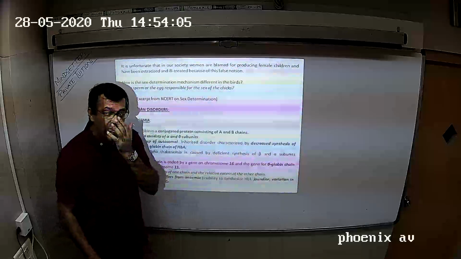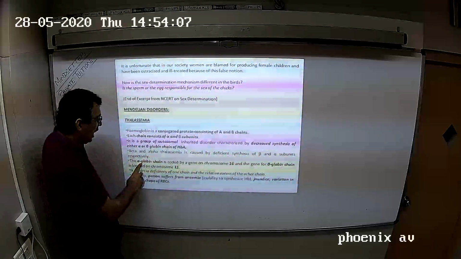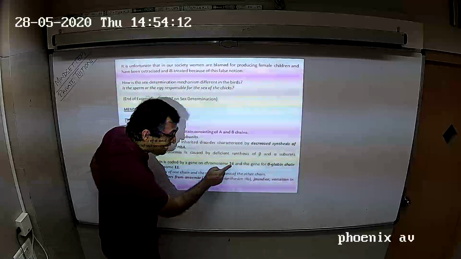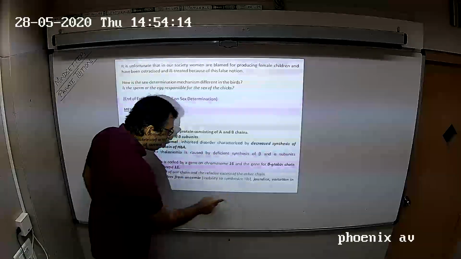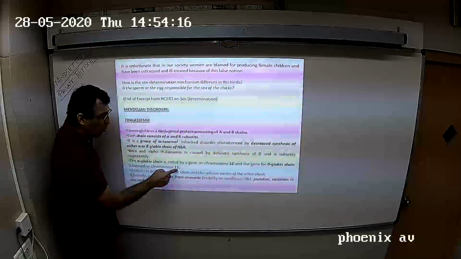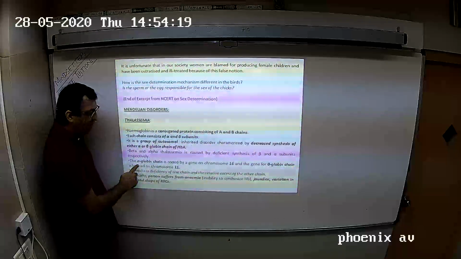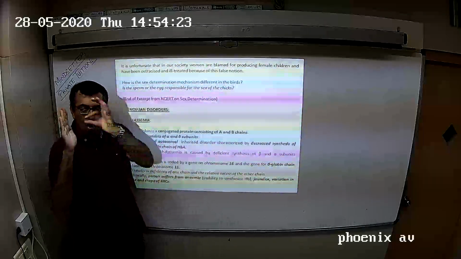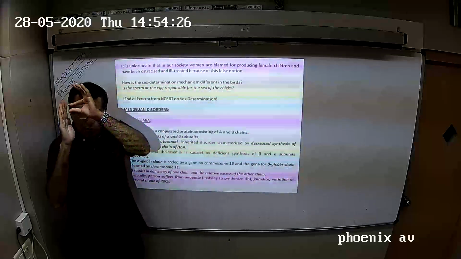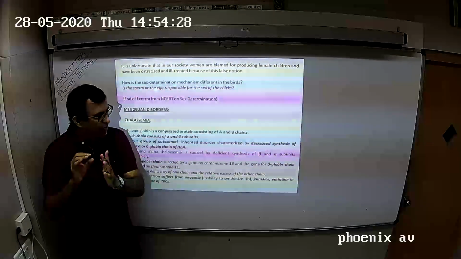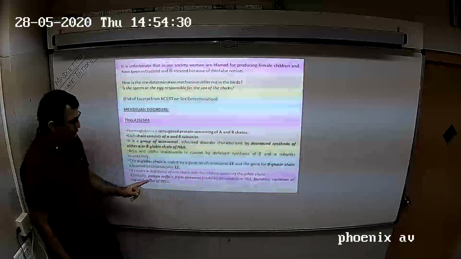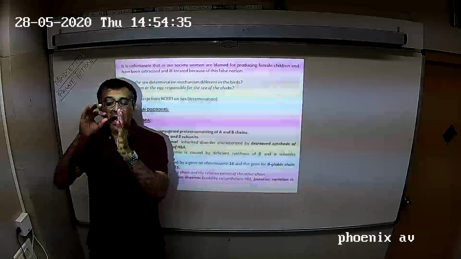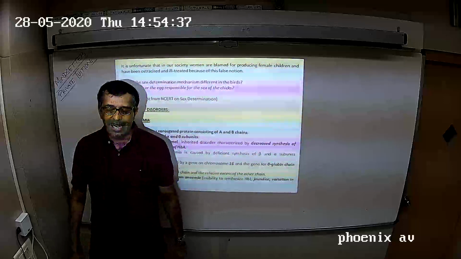Where are these genes found? The alpha globin chain is coded by a gene on chromosome number 16, and the gene for the beta globin chain is located on chromosome number 11. So where is the alpha globin chain found? Chromosome number 16. So on autosome number 16 we have the gene for alpha globin, and the gene for beta globin is found on chromosome number 11. So alpha is on 16 and beta chain is on 11th.